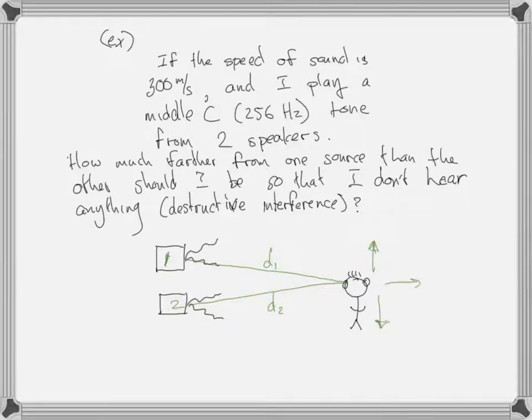And the question is how much farther from one than the other should I be so that I don't hear anything? Well, delta d should be a half wavelength, a 3/2 wavelength, a 5/2 wavelength, etc. So we can answer any of those, but let's just do the simplest one. We need to be half a wavelength farther from one than the other.